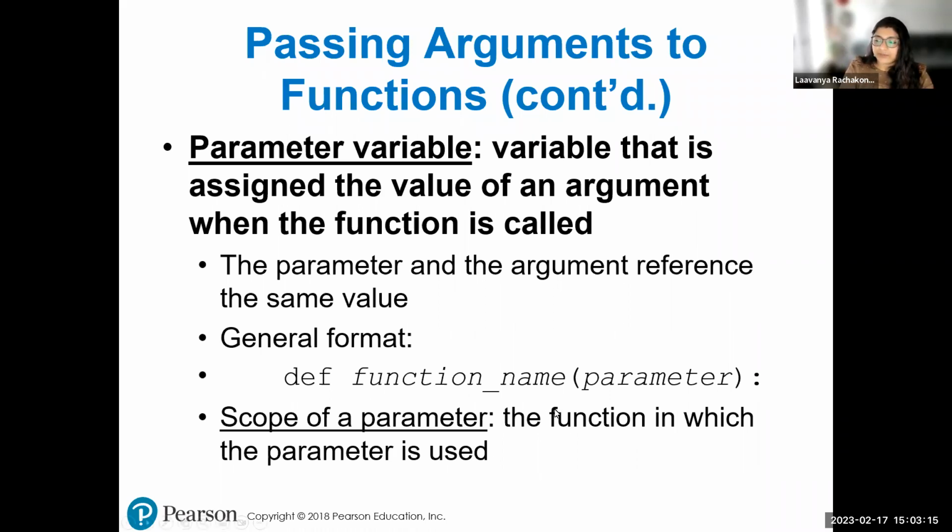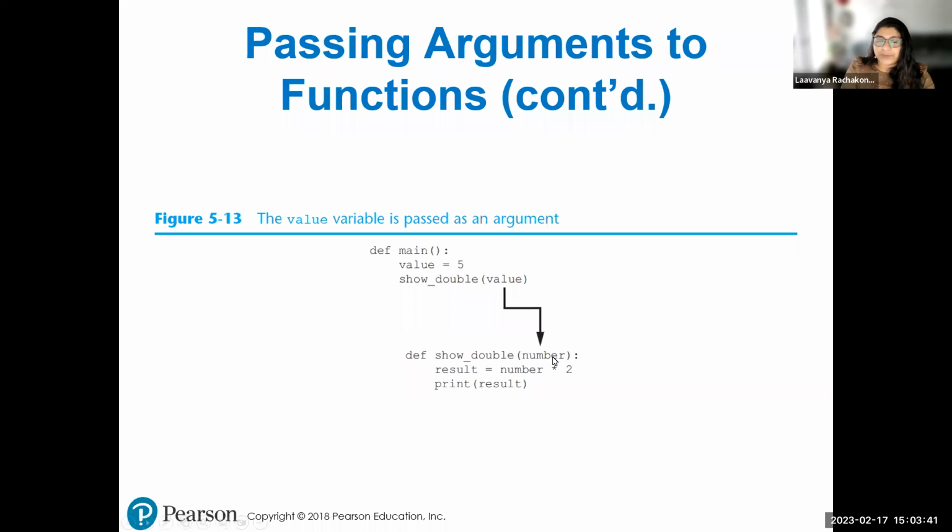So define function name parameter. When you are defining a function that is expecting parameters, the data or the variable that you are trying to name or use is called a parameter variable. The scope of this parameter variable is the function in which the parameter is being used. In this case, the scope of the value is the main function, and the scope of this number is the show double function.